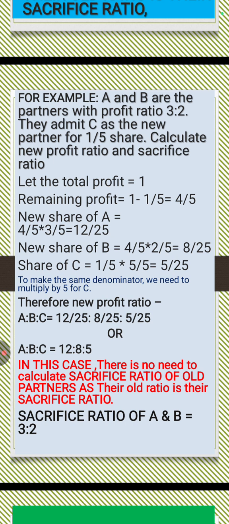The share of C is already given in the question, that is 1/5, but to make all the denominators the same, you have to multiply by 5 on the top and the bottom so that C's denominator will be 25. In this way your denominators will be equal. Therefore, the new profit ratio will be 12:8:5. If the remaining profit method is applied, there is no need to calculate the sacrifice ratio. The old ratio of the old partners will be their sacrifice ratio. So, this is all about case number 1.